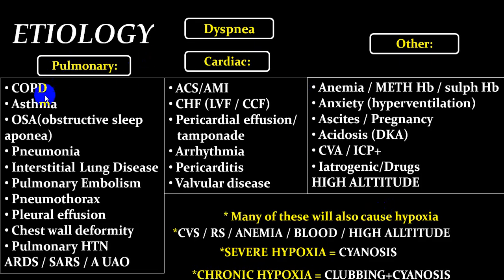Putting together in the pulmonary group, the most common conditions: COPD, bronchial asthma, obstructive sleep apnea, pneumonia, interstitial lung disease, pulmonary embolism, pneumothorax, massive pleural effusion, severe chest deformity like kyphoscoliosis, pulmonary hypertension, ARDS, SARS, acute upper airway obstruction, etc. Even at present, we come across what we call COVID-19.